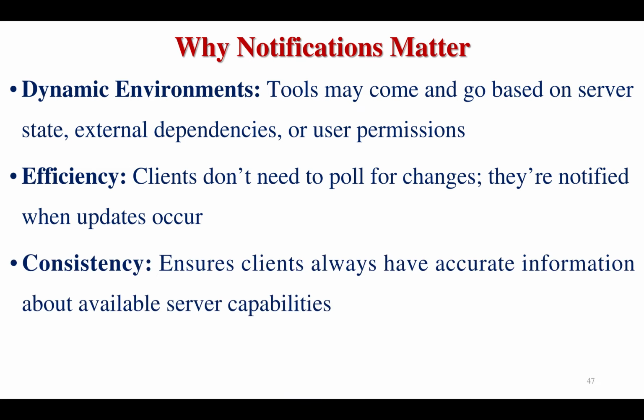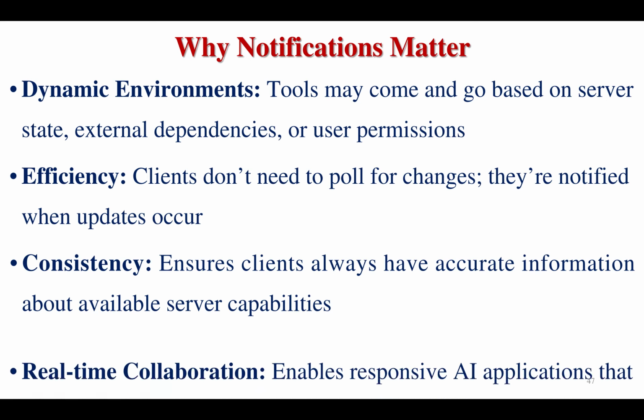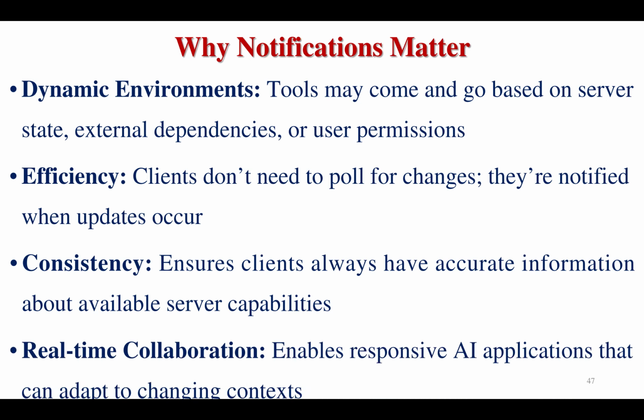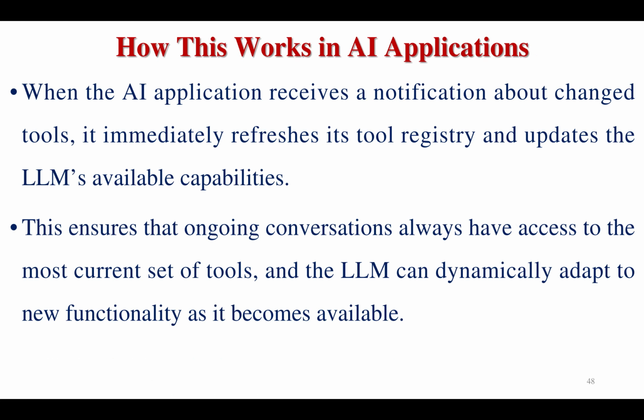And also there is consistency: it ensures that the client always has accurate information about the server capabilities. It also helps in enabling responsive AI, like real-time collaborations that can easily adapt to changes. That's the major objective. And how this works is, when the AI application receives a notification about a change in the tools, it immediately, as we saw, refreshes its tool registry and updates the LLM capabilities. This ensures the ongoing conversations have the most current set of tools. That is the major advantage of having these notifications, right?